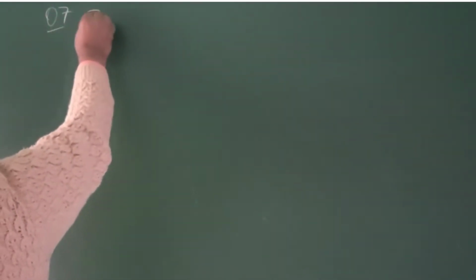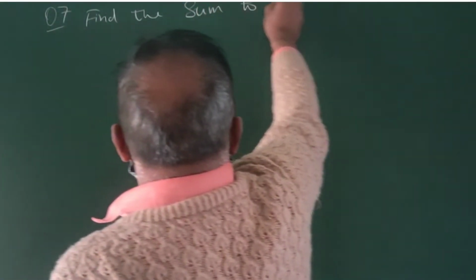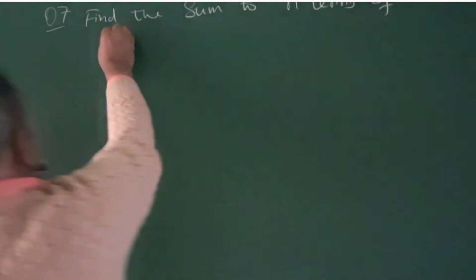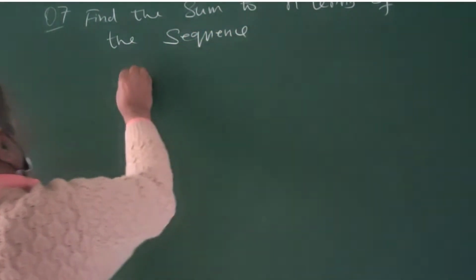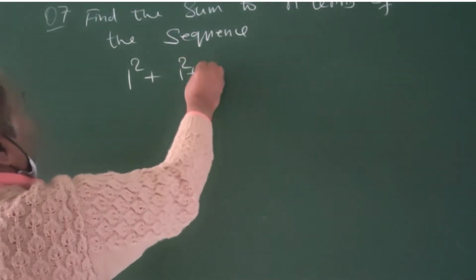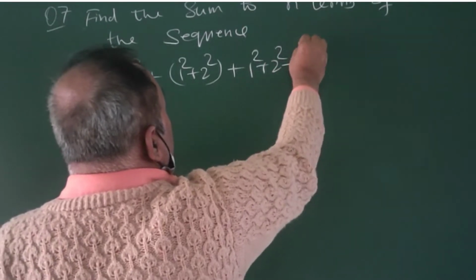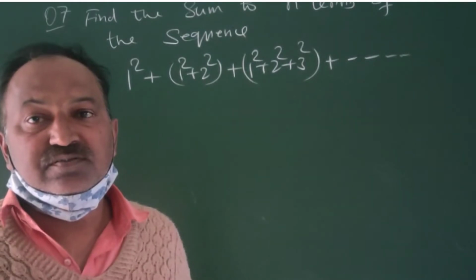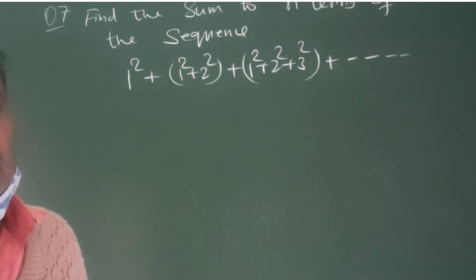Find the sum to n terms of the sequence 1 square plus 1 square plus 2 square plus 1 square plus 2 square plus 3 square plus dot dot dot up to n terms. This is the question. Find the sum to n terms of this sequence.